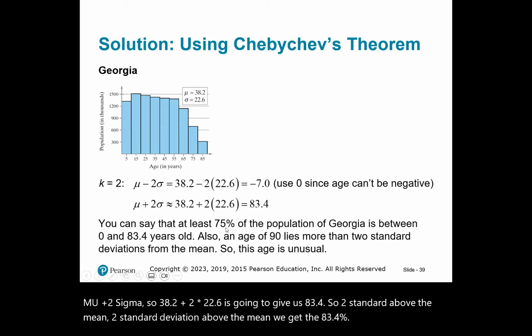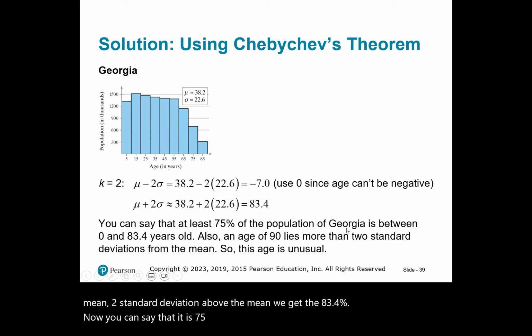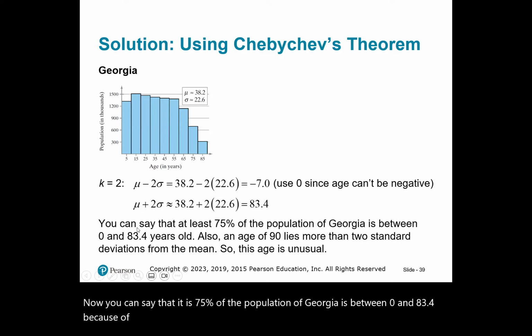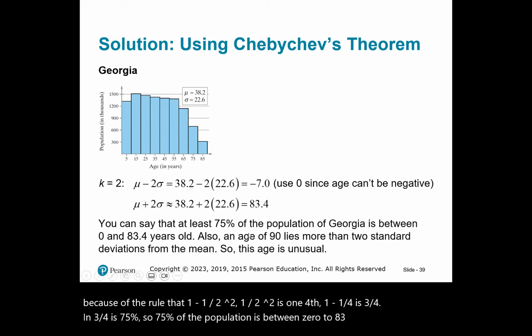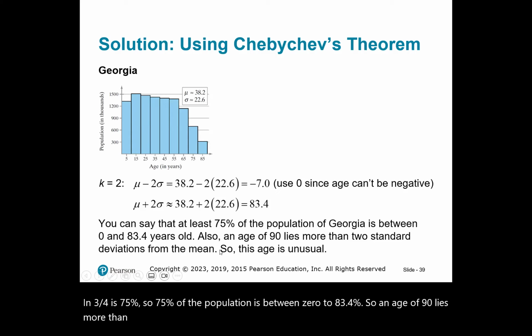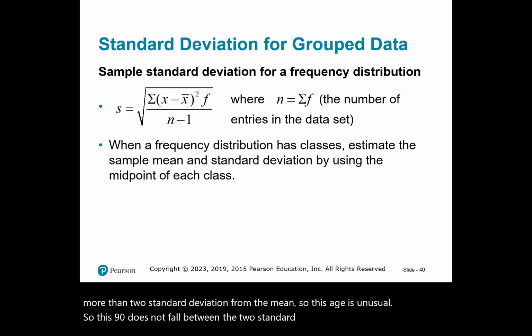Now, you can say that at least 75% of the population of Georgia is between 0 and 83.4 because of the rule that 1 minus 1 over 2 squared. 1 over 2 squared is 1/4. 1 minus 1/4 is 3/4, and 3/4 is 75%. So 75% of the population is between 0 and 83.4. So an age of 90 lies more than 2 standard deviations from the mean. So this age is unusual. This 90 does not fall within the 2 standard deviation interval from the mean, so it's going to be an unusual age.